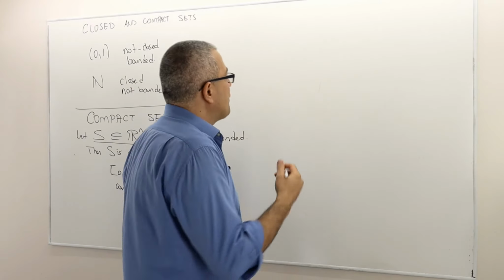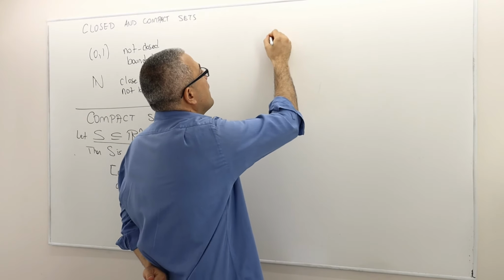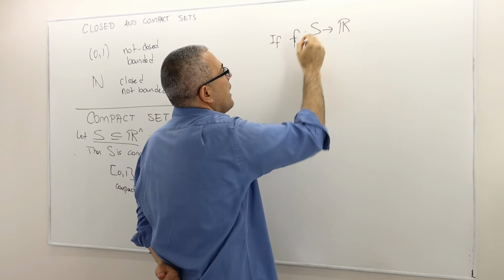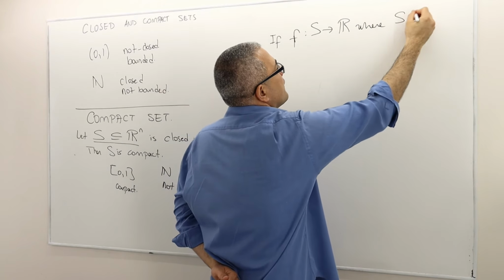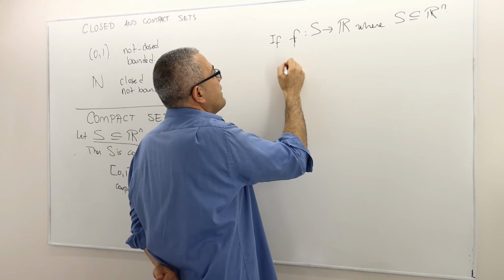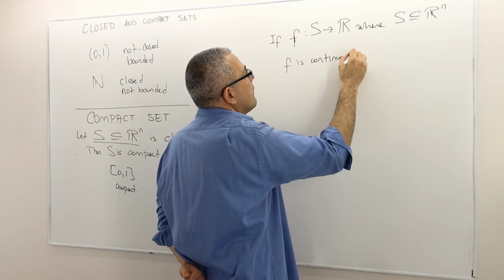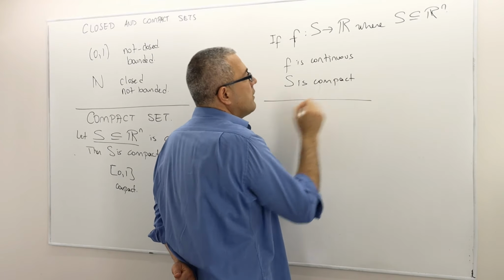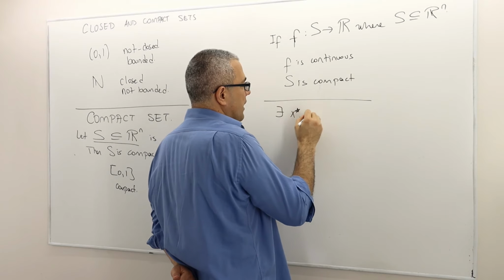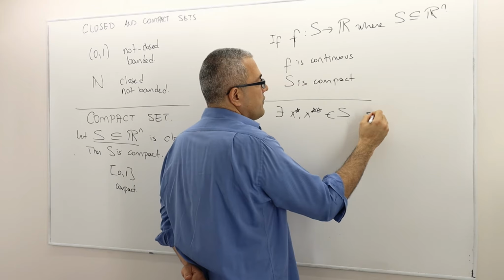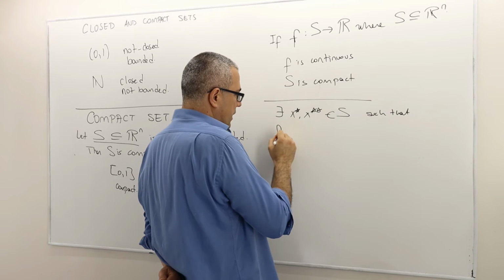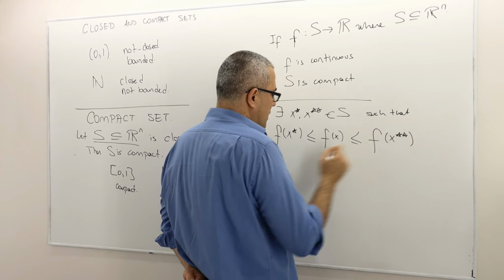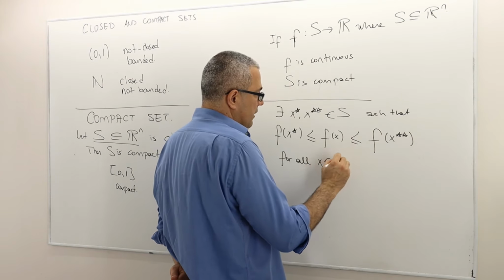Thanks to the Weierstrass theorem, what we know is that if f is a real valued function from S into R, where S is a subset of Rn, and f is a continuous function on S, and S is compact, then there exist x star and x double star in S such that the following is true: f of x star is less than or equal to f of x, which is less than or equal to f of x double star, for all x an element of S.